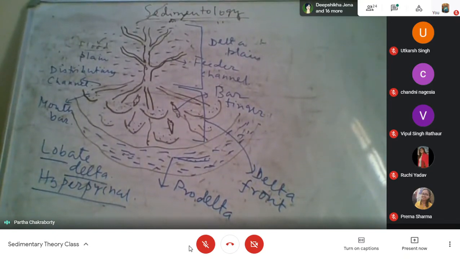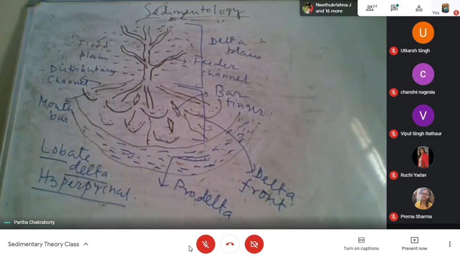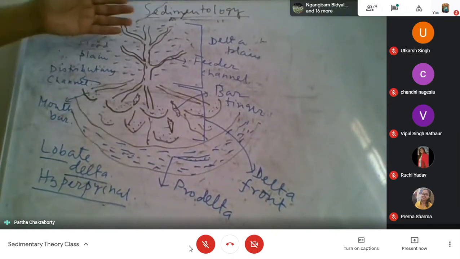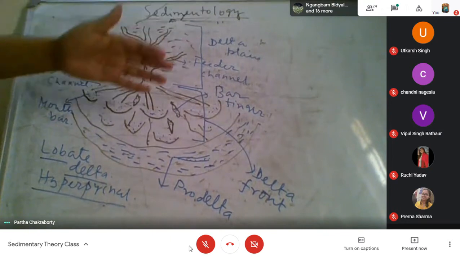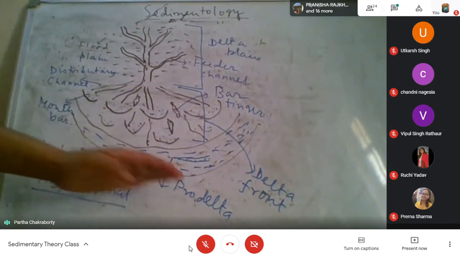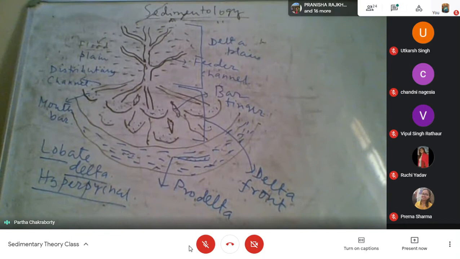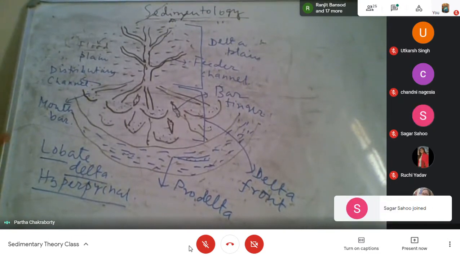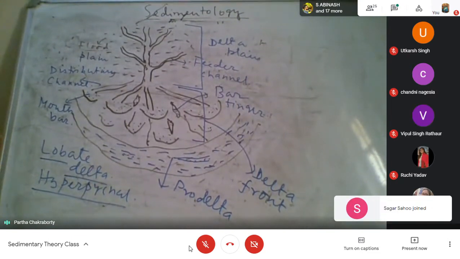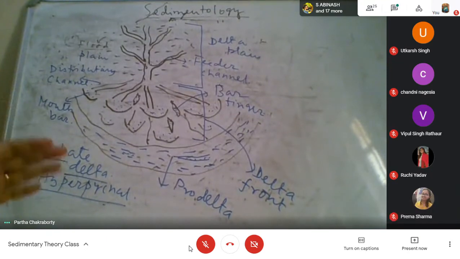Now, these are basically wave dominated, and particularly it is a hyperpycnal setting. Then you get this kind of a delta. Now, what are the major parts of the delta? You have a delta plane, you have a delta front, and you have a pro delta. You do not have any delta slope here. Delta slope is a specific geomorphic entity that is part of the Gilbert type delta. This I discussed earlier also.